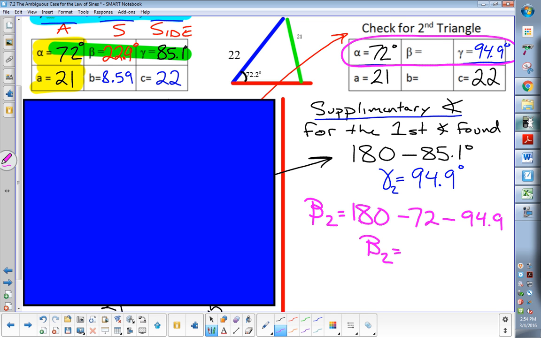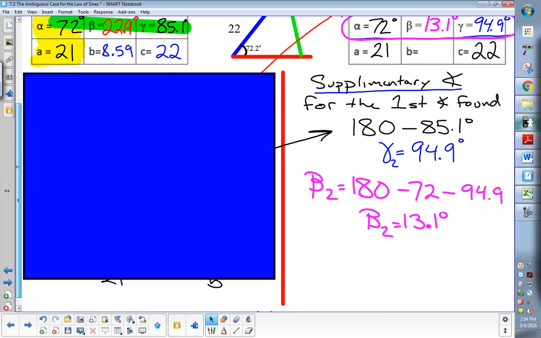What's beta sub 2 going to be? 13.1? It's a little baby angle. So if it's a little baby angle, what's that tell you about the side that's going to go across from that 13.1? It's a little guy too. We're going to find it real quick. It shouldn't take super long.